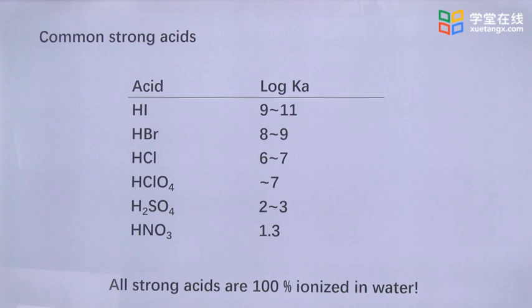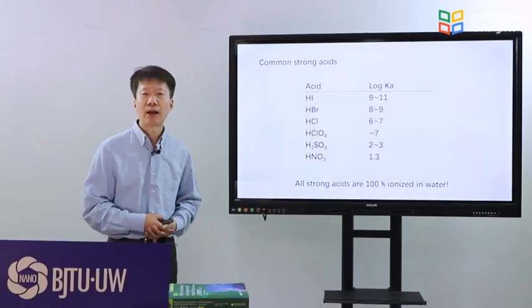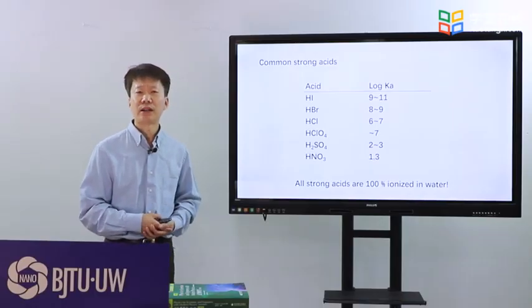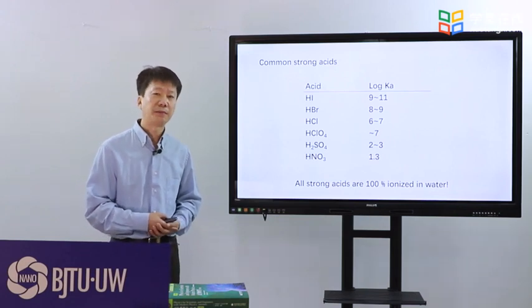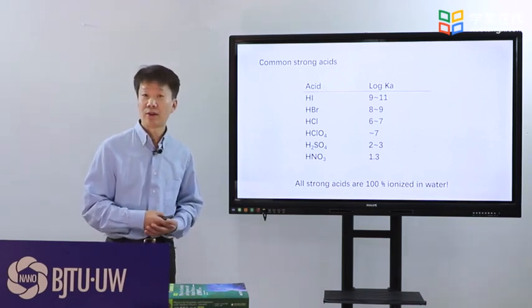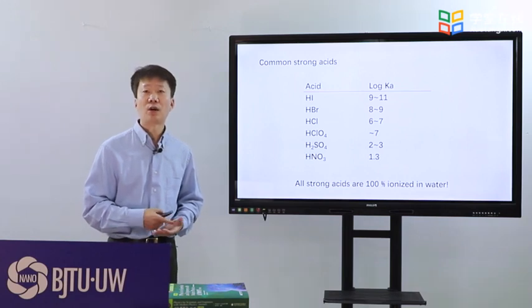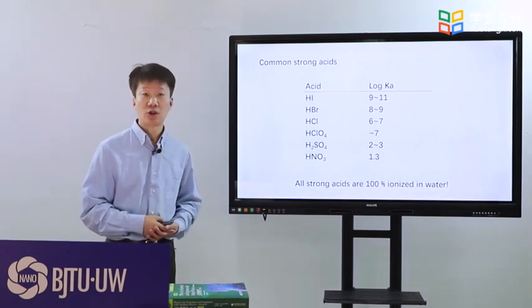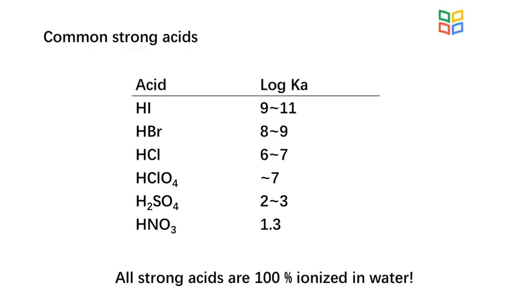Hydroiodic acid has a very high ionization constant of 10 to the 9 or 11, a very strong acid. Nitric acid has a value of 20. These acids tend to ionize in water to a large extent. Because these acids have such large ionization constants, it's believed that all the strong acids are 100% ionized in water.